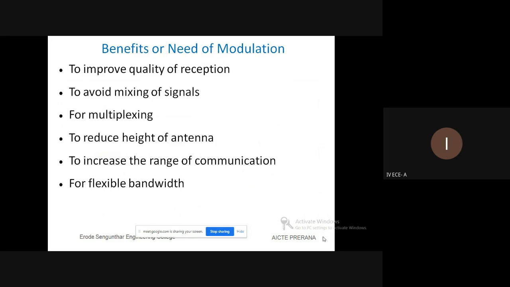Why do we need to perform this modulation process? What are the benefits of this modulation process? The advantages are: to improve quality of reception, to avoid mixing of signals for multiplexing, to reduce the height of the antenna, to increase the range of communication, and finally, for flexible bandwidth.